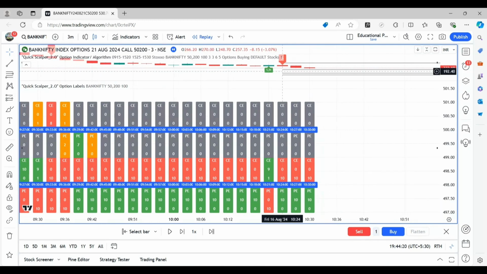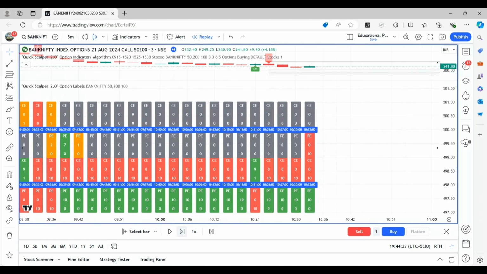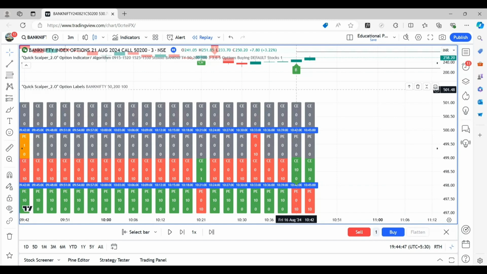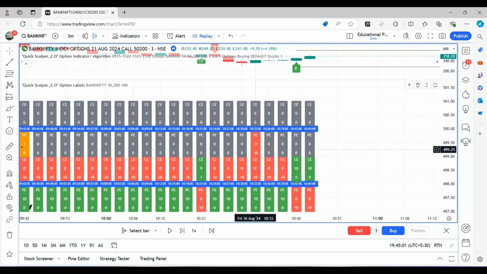In the next candle you can see call option sellers came again. This is how we rejoin the trend. Now you can see in the 10:42 candle we got a buy signal because we have full pressure in the put option sell. In the put option the sellers are active for 10 strike prices, and in the call option 10 buyers are there.